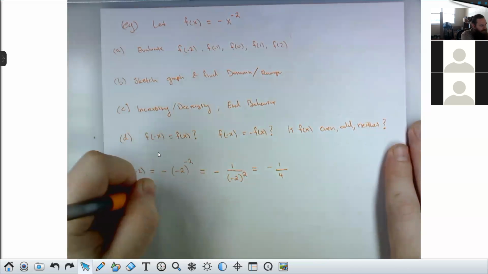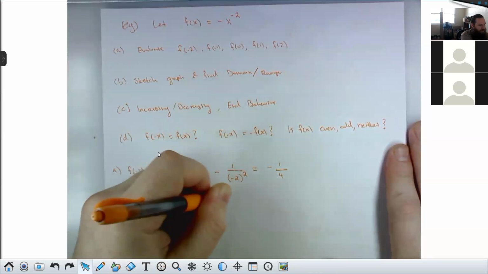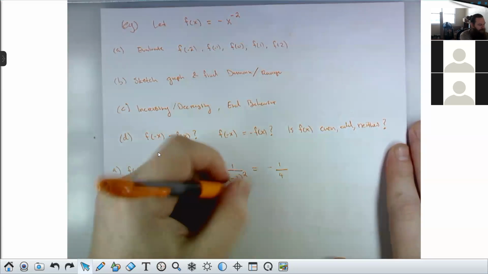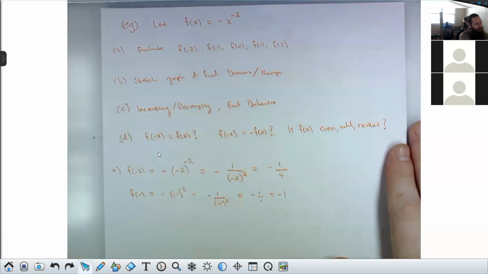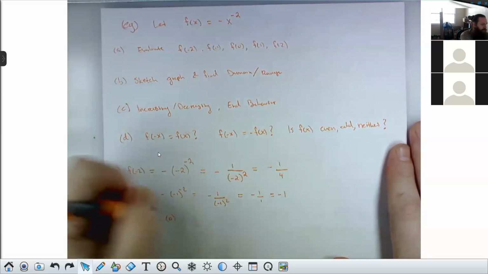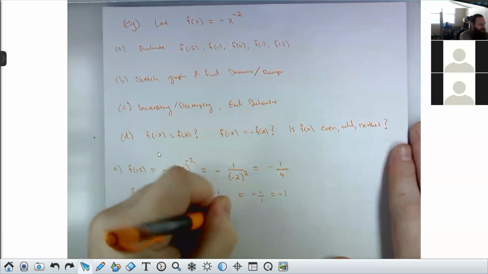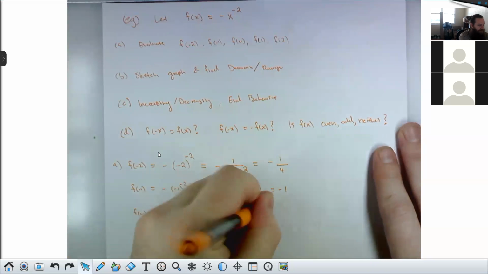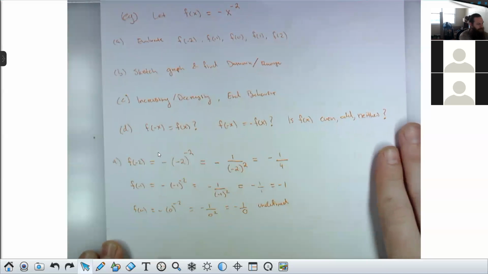F of -1 is (-1) to the -2, which is -1 over (-1) squared. What's (-1) squared? It's -1 times -1, that's +1. So this is -1 over 1, or just -1. F of 0 is 0 to the -2, which would be -1 over 0 squared, which would be -1 over 0, which is definitely undefined. We cannot divide anything by 0.